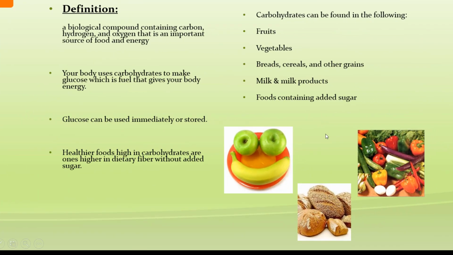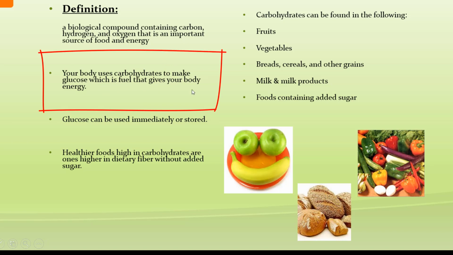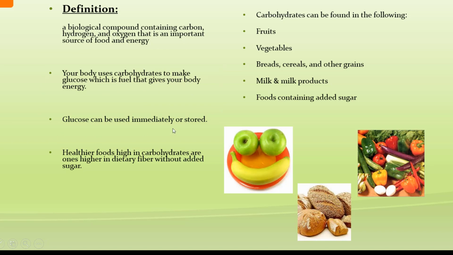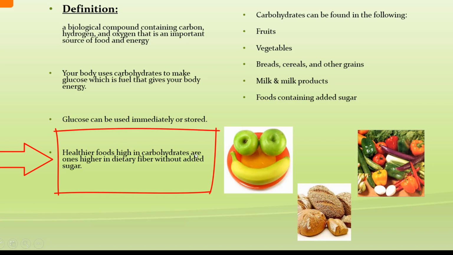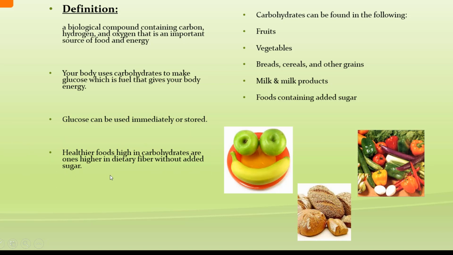So what are carbohydrates? By definition, carbohydrates are biological compounds containing carbon, hydrogen, and oxygen that are important as an energy food source. Your body uses carbohydrates to make glucose and fuel your body with energy. Glucose can be immediately used or stored, and healthier foods high in carbohydrates are the ones that also have dietary fiber without added sugar.